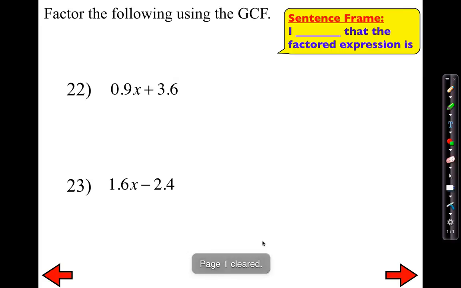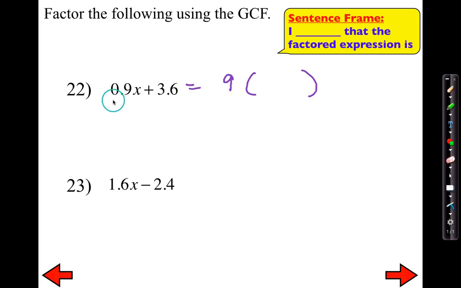So we've done fractions and we've done whole numbers. The only thing left is to factor using the greatest common factor with decimals. So what I like to do is ignore the decimal for a second and just look at the numbers on their own. So I'm going to think of it kind of like a 9x plus 36. Between 9 and 36, I would say both of them have a 9 in common. So I'm going to go ahead and start with my parentheses and start with a 9.